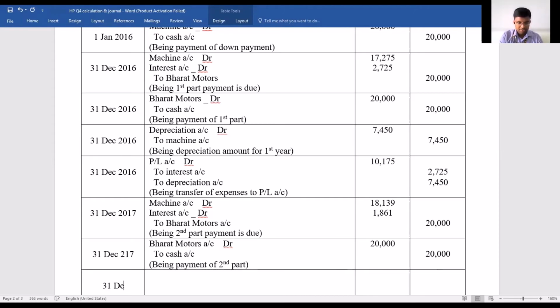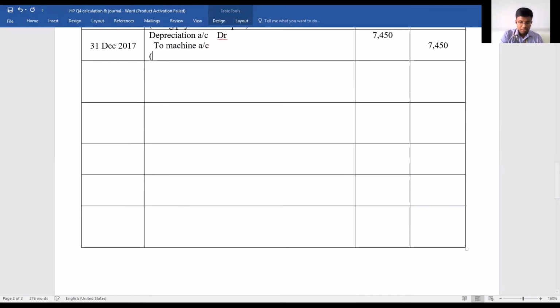Then 31st December 2017, we will have to account for depreciation. So depreciation account debited. Remember, we are following straight line method. So in straight line method, the amount remains the same every year. So here it is 7,450 to machine account, 7,450 being depreciation for second year. Okay, now let's move on.